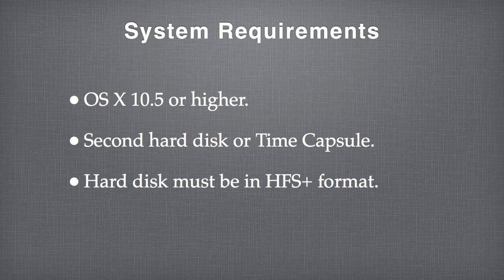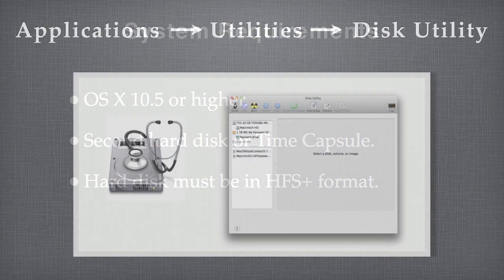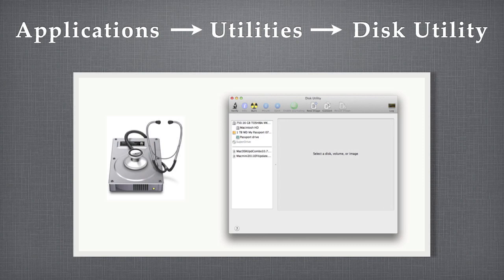To use Time Machine, your external hard disk must be formatted in the HFS Plus format. This is OS X's native format for saving files onto a hard disk. If you need to reformat the drive, you can use Apple's Disk Utility. Please be aware that formatting a hard disk will erase all of the data on the drive. Disk Utility is located in Applications in the Utilities folder.